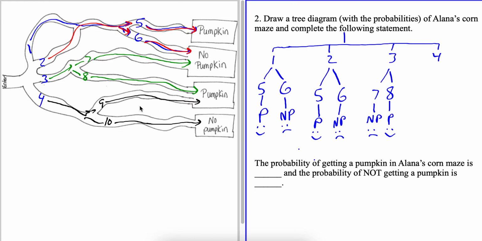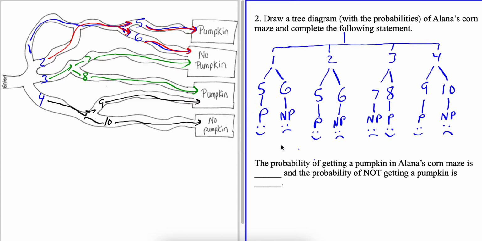Yeah. 4. If we follow 4, we get 9 and 10. 9, we get a pumpkin. So let's make our branches. 9, 10. 9, we say we get a pumpkin. 10, we get no pumpkin. And again, getting that pumpkin makes us happy. No pumpkin, we're sad.